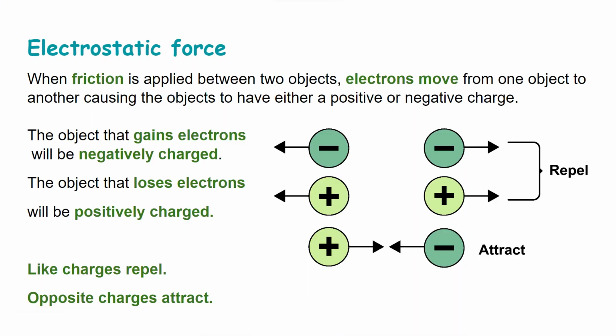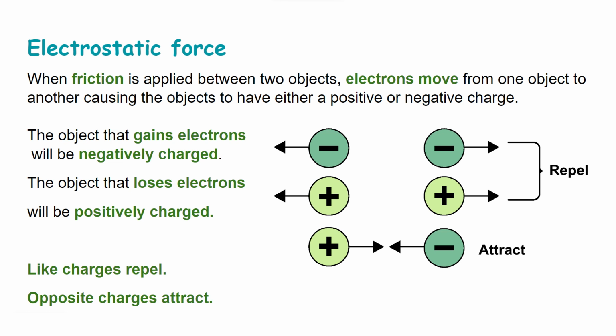Now, what are electrostatic forces? When we rub two objects against each other, we are causing friction. This may transfer electrons from one object to another. The object that gains electrons will be negatively charged because it has more electrons than protons. And the object that loses electrons will be positively charged because it has more protons. These charged objects exert forces of attraction and repulsion onto other objects.